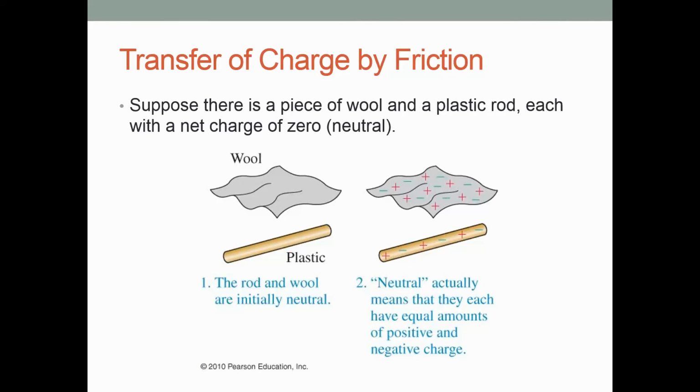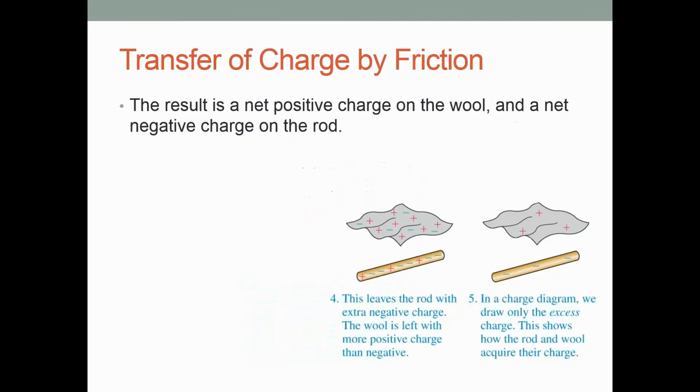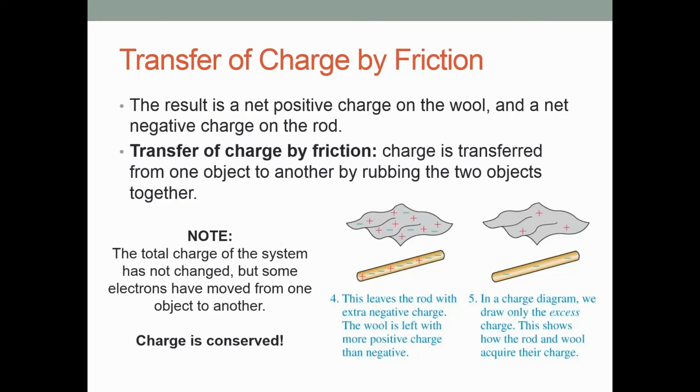So let's look specifically at one type of transfer of charge called friction. So let's say we have a piece of wool and a plastic rod. They start with a charge of 0. Overall, there's no charge, but there are charges. It's just that they're exactly balanced in both objects. Now we're going to rub the rod with the wool, and the friction will cause the negative charges to move from the wool to the rod. And it will look like this. We now have more negative charges on the rod, and they were lost from the wool, so now it's positive. So note that the total charge isn't changed, but some of the electrons have moved from one object to the other. Charge is conserved. So this is called transfer of charge. It's by friction. Friction is when charge is transferred from one object to another by rubbing the two objects together.